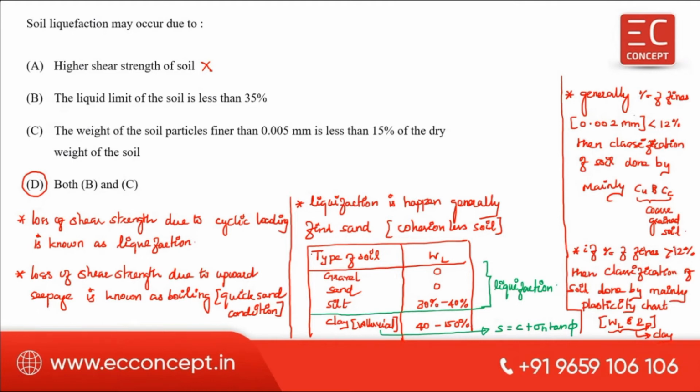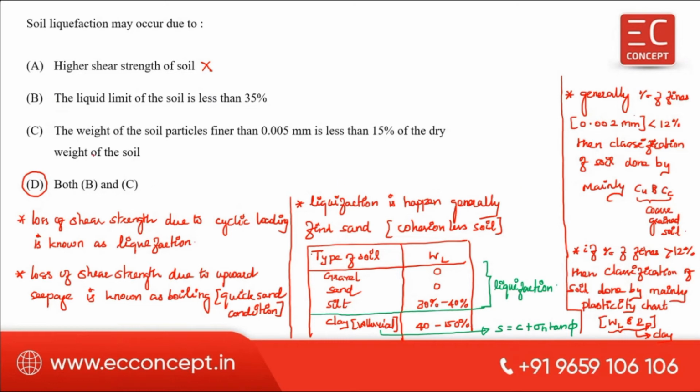If the percentage of fine is greater than 12, then we can conclude the soil has clay particles. If the percentage of fine is less than 12%, then we can conclude the soil has coarse grain particles. That means the clay particle domination is less, so it is subjected to liquefaction. In the other case, clay particle domination is more, therefore the influence of liquefaction is less.